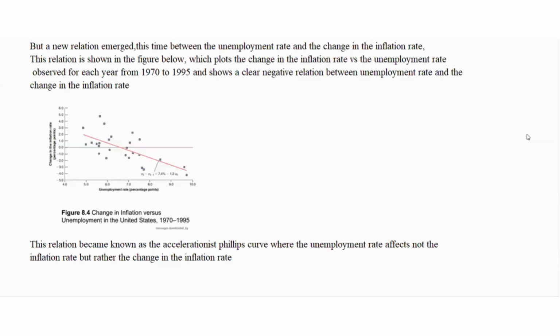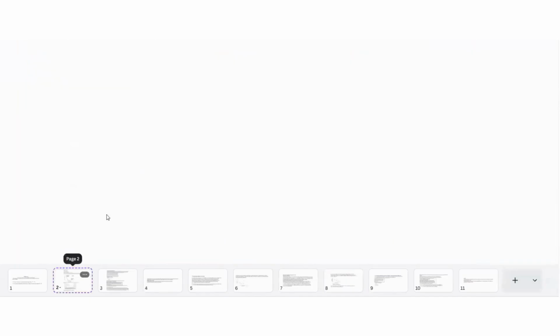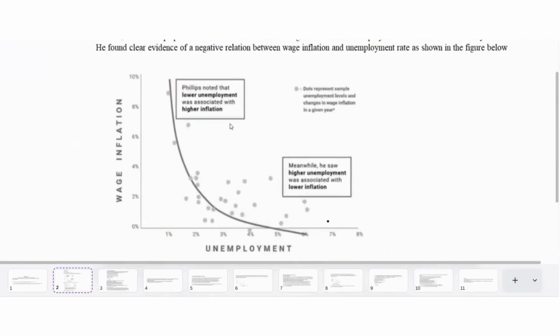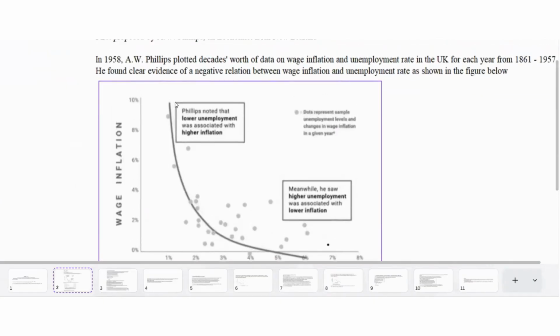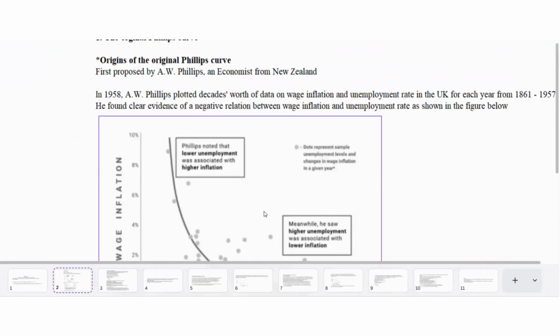We were talking about the original Phillips curve and how this relationship held during the 1960s, where we saw a trade-off between unemployment rate and inflation rate, where lower unemployment was associated with higher inflation, higher unemployment was associated with lower inflation. So this relationship was observed in the 1960s.